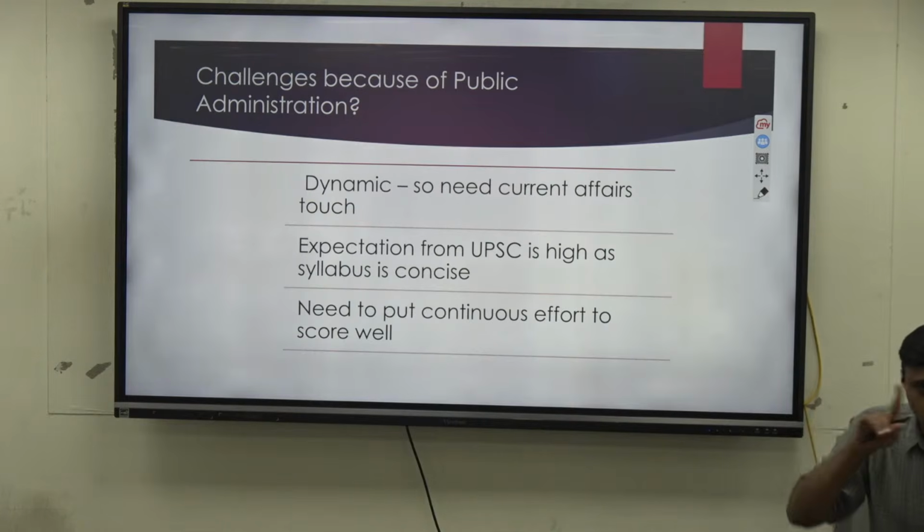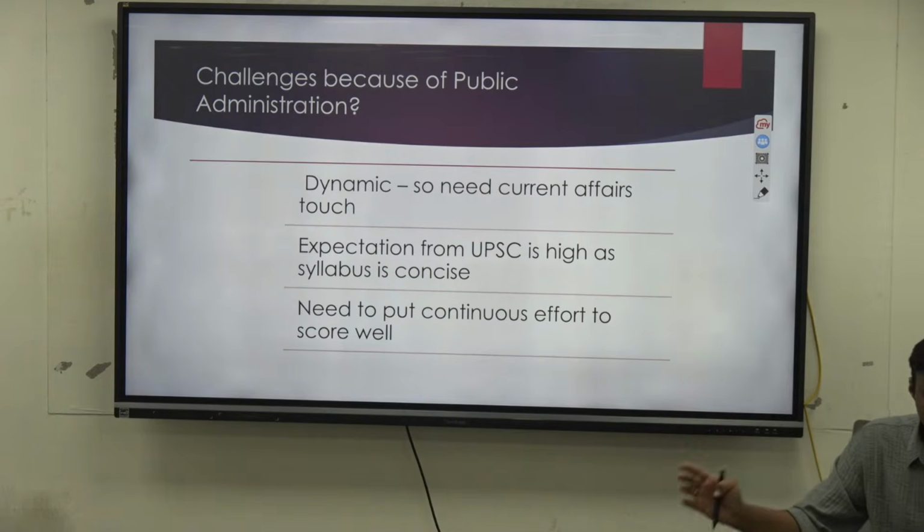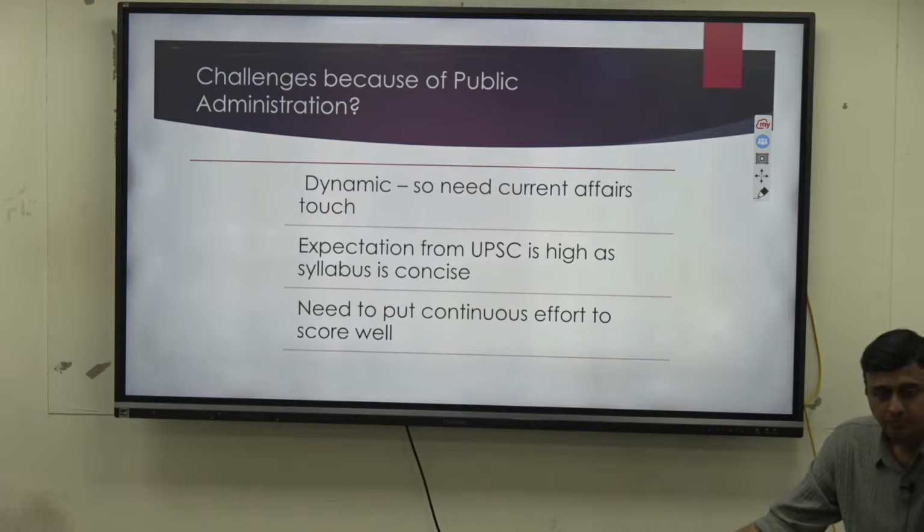So in other words, what should you have? A 360-degree view of the topic, of the subject. Let's say there is a famous thinker, Woodrow Wilson, or as I told, Max Weber. If the question is on Max Weber, you cannot write only about Max Weber. You have to link it to other thinkers also. You have to link it to paper 2 also.